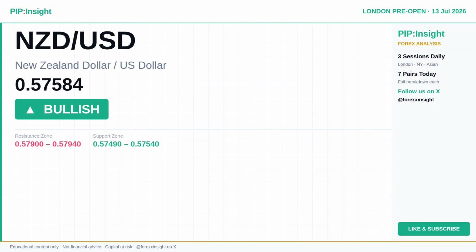Kiwi dollar. The chart is showing bullish structure on this session. The 4-hour trend is to the upside. Resistance is marked between 0.579 and 0.5794. Support is marked between 0.5749 and 0.5754. Here is the full chart breakdown.